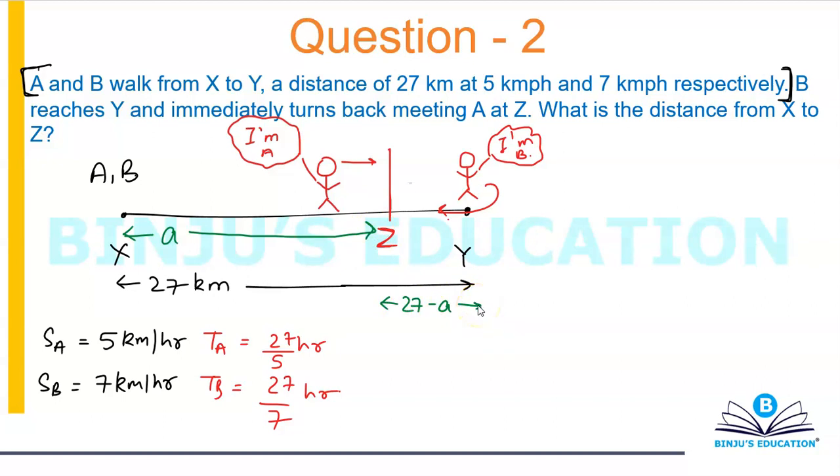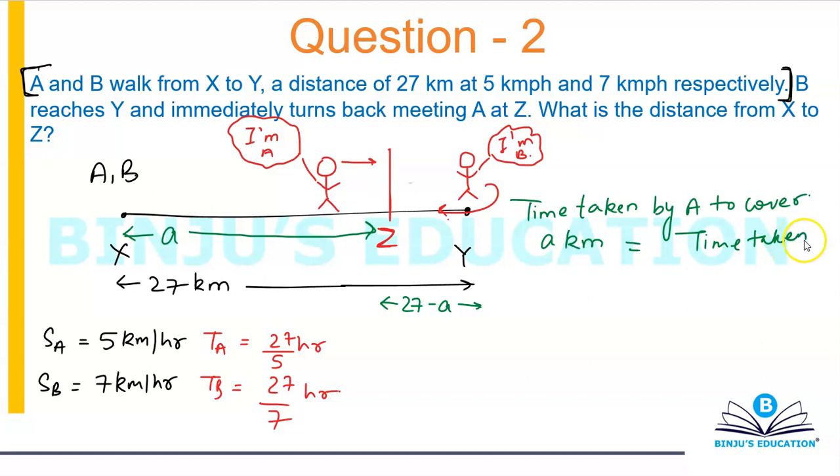Right? Okay. Now let's analyze this from a different perspective. Can I say this? Now see, this is where the logic comes in this chapter. It's not about calculations anymore, it's about logic. Can I say that the time taken by A to cover a kilometers should be equal to the time taken by B to cover 27 plus 27 minus a kilometers.